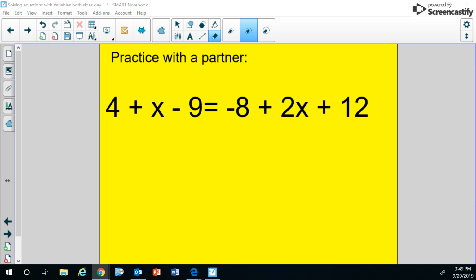All right, guys, Chuck mentioned this earlier. When we solve an equation like this, one of the things I want you to start looking at is the flow chart.